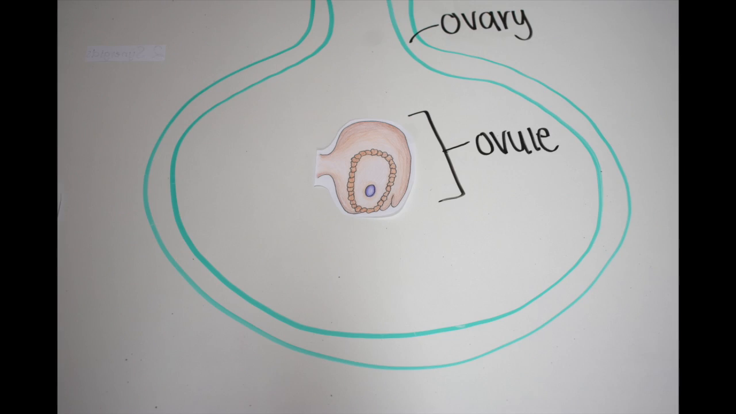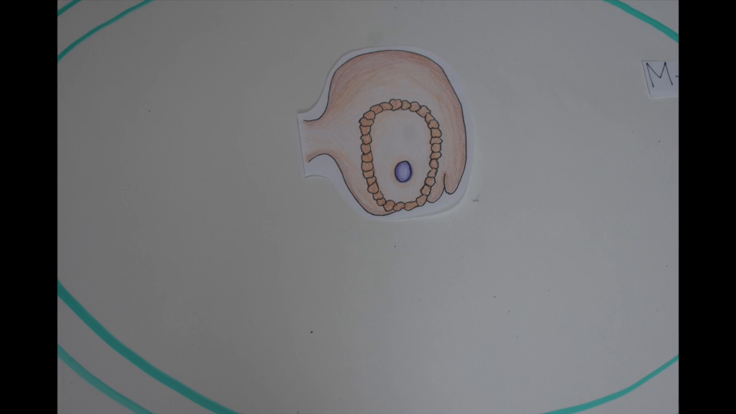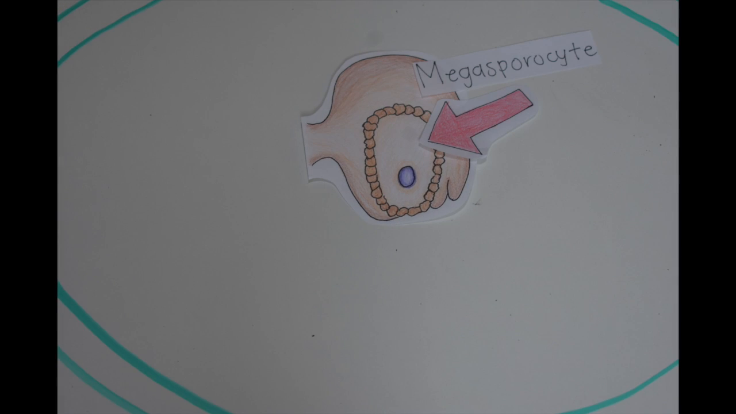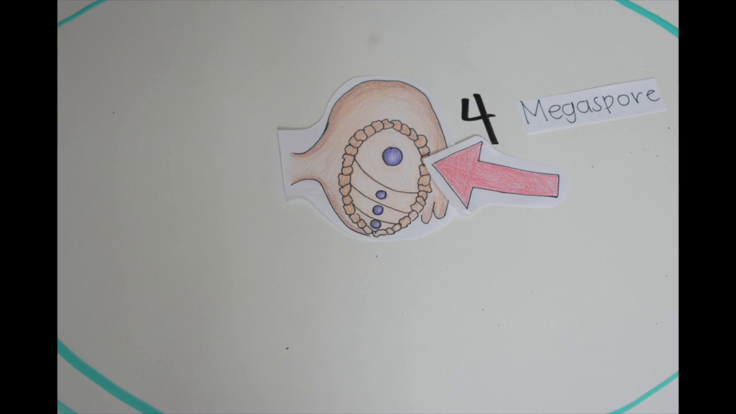The ovule contains the megasporangium, the site where the process of female gametophyte development takes place, while the megasporocyte enlarges and undergoes meiosis that develops 4 haploid megaspores.